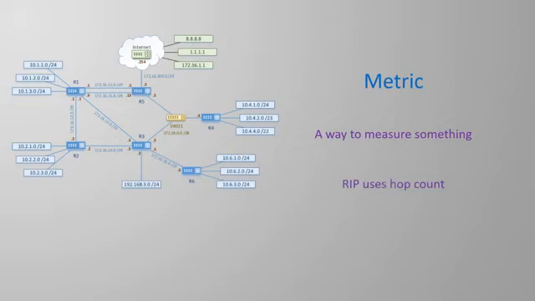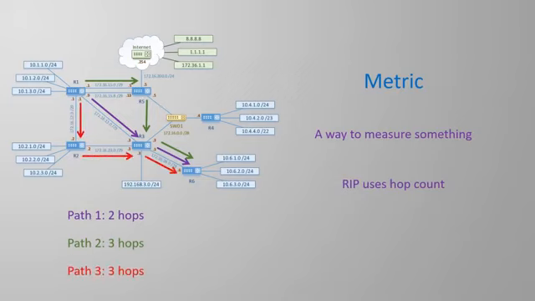For example, from R1, the network 10.6.1.0 is 2 hops away using this path. It is also 3 hops away using this path, and 3 hops away using this third path. R1 will learn about the 10.6.1.0 network from R5, R3, and R2. It won't build a map of every link beyond these routers. It just uses these as signposts. This is how distance vector routing protocols are different from link state.